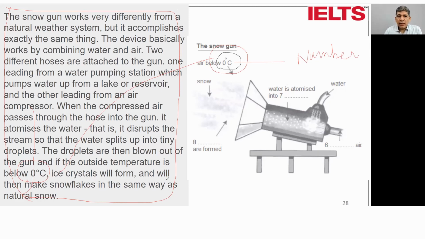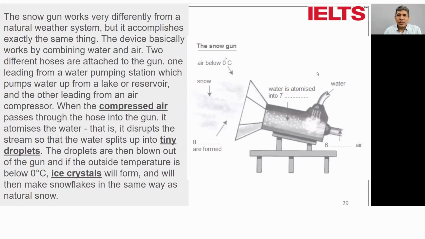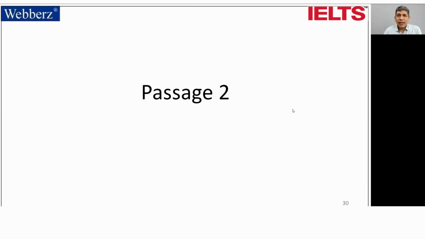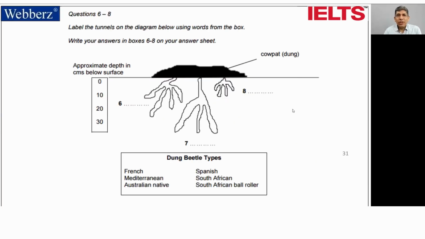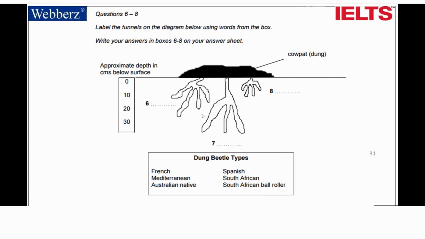Okay. Our next person is Anshu Tinjan. Anshu, you are going to be explaining the next diagram. So these are the three answers of this one: compressed air, tiny droplets and ice crystals. And we go to passage number 2 now. In passage number 2, this is the diagram. So Anshu, please explain what is written here. So I have to read the title? Yes, please. Keep speaking. Label the tunnels on the diagram below using words from the box. Write your answers in boxes 6 to 8 on your answer sheet.